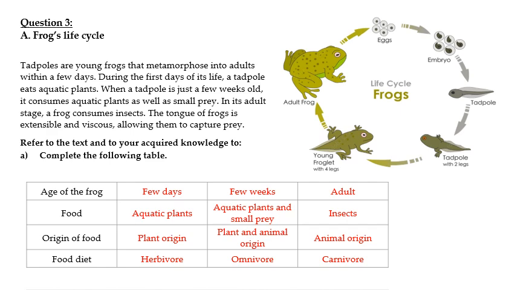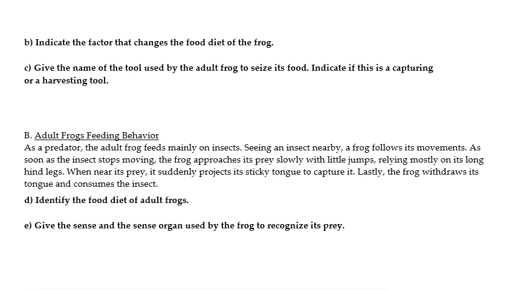When the age of frog is few weeks, the food is aquatic plants and small prey, as mentioned in the text. So the food origin is plant and animal origin, and the food diet here is omnivore. However, when the frog turns into an adult, it starts to eat insects. So the food is insects. The origin of food is animal origin, and the food diet is carnivore. Indicate the factor that changes the food diet of the frog. Here the factor is the age, and it is indicate, so we don't justify, just mention the answer.